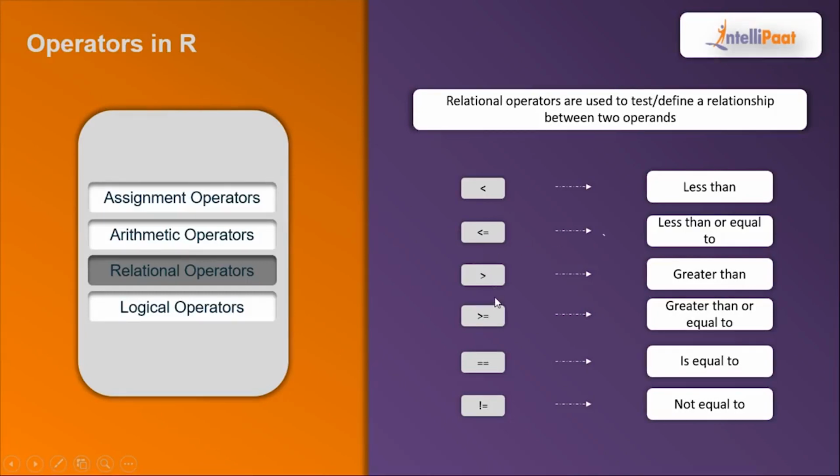Then we have the greater than operator. And this helps us to find out if the first operand's value is greater than the second operand's value. And then we have the greater than or equal to operator. And this helps us to find out if the first operand's value is greater than or equal to the second operand's value. And then we have the is equal to operator. So here we just give two equal to signs. And this helps us to find out if the values of both the operands are equal. And finally we have the not equal to operator. So first we give the exclamation mark and then the equal to symbol. So this helps us to find out if the first variable is not equal to the second variable.